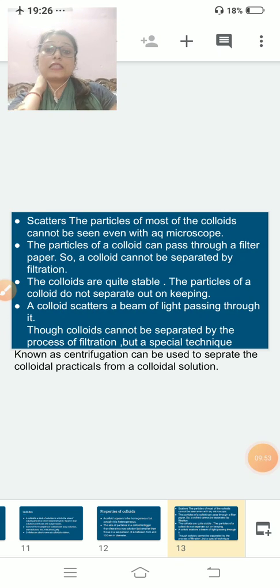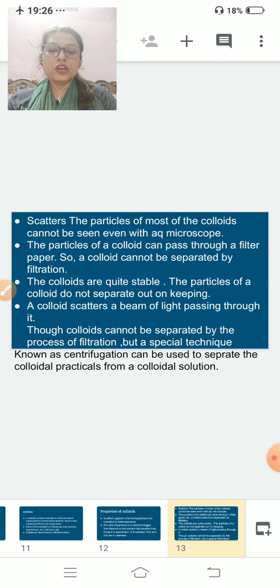I am reading once more. The particles of most colloids cannot be seen even with a microscope. The particles of a colloid can pass through a filter paper, so a colloid cannot be separated by filtration. The colloids are quite stable. The particles of a colloid do not separate out on keeping. A colloid scatters a beam of light passing through it. Though colloids cannot be separated by the process of filtration, a special technique known as centrifugation can be used to separate the colloidal particles from the colloidal solution. Clear?